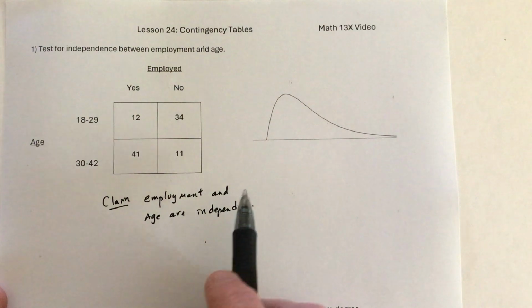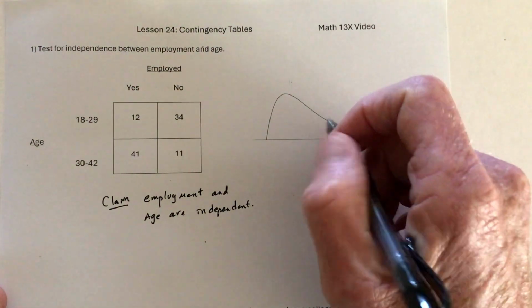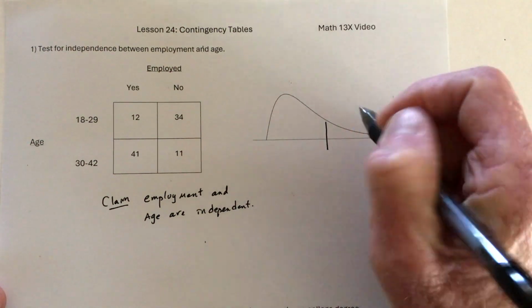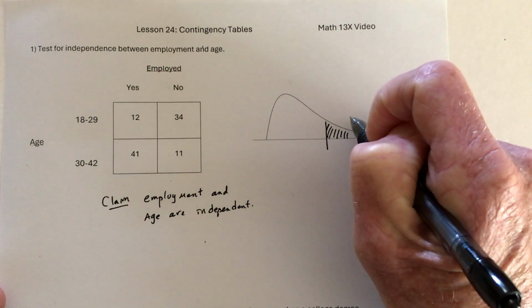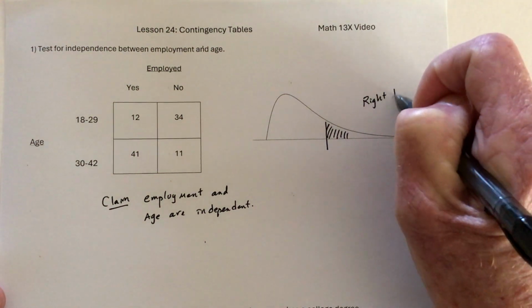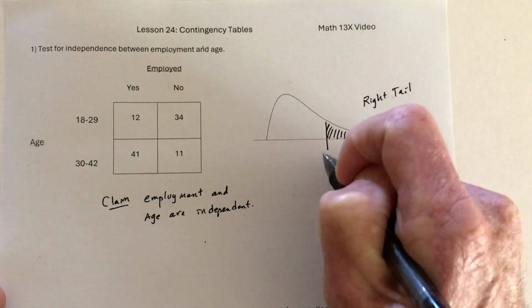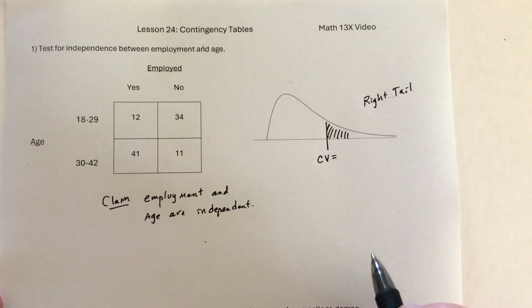And if you watch the lesson 23 video, the graph is the same. And it's also a right tail. So this is going to be a right tail only test. And then we're going to look up the critical value in a moment.